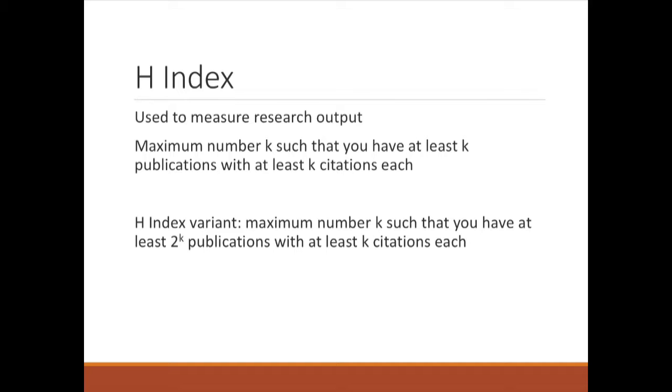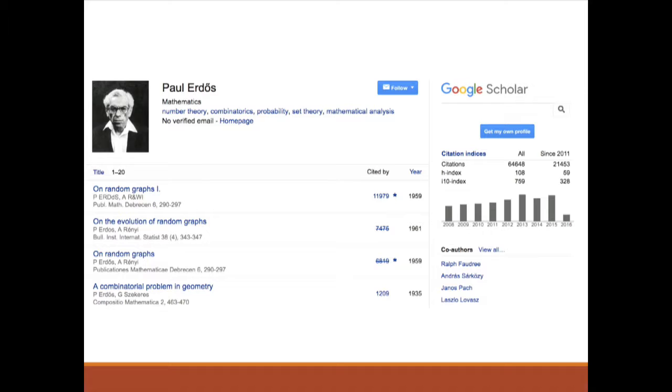So if you go to your Google Scholar page, it probably looks something like this. You have your list of publications, and over there in the corner, you see the h-index, right? And Erdős' h-index is, can you read this? I think it says 108.